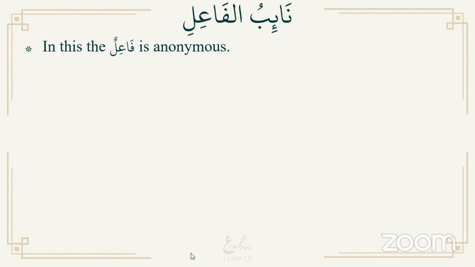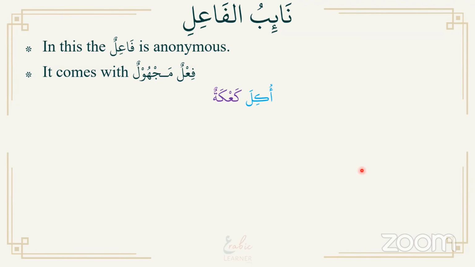Naibul fa'il, when the fa'il is anonymous, it comes with majhul. For example, I'm taking an example: Ukila ka'katun. Again, I'm using the majhul form of it. What does it mean? Ukila means was eaten. It's the madi form, but the madi majhul form.